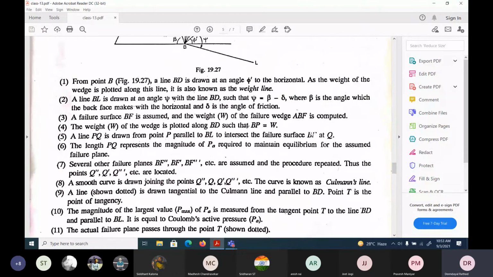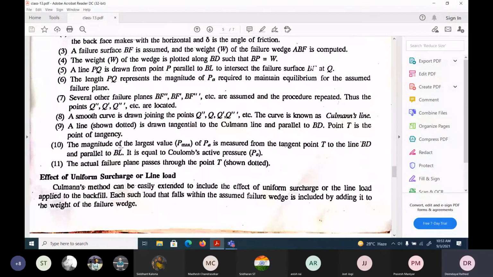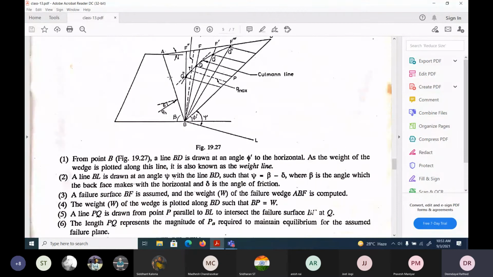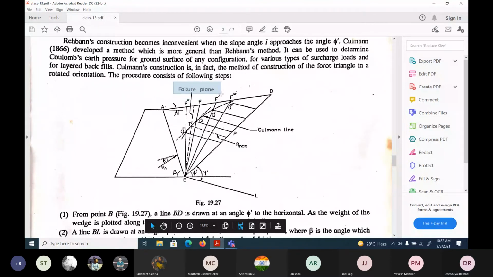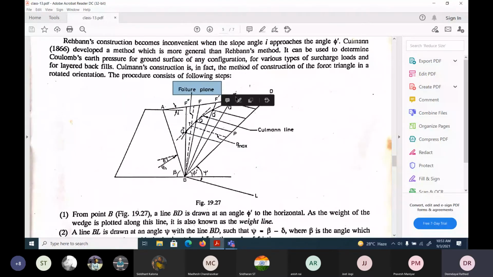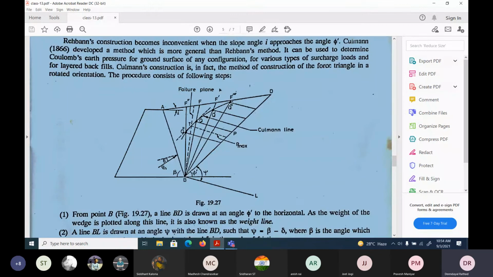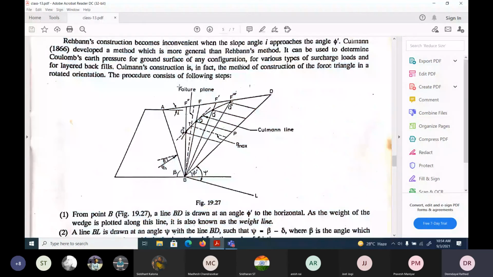Understood? So the actual failure plane passes through the point T, shown dotted. This is the actual failure plane, not this F dash that we assumed earlier. So this particular plane passes through T, the point of tangency we have drawn for the Culmann's line, and it is called the actual failure plane.